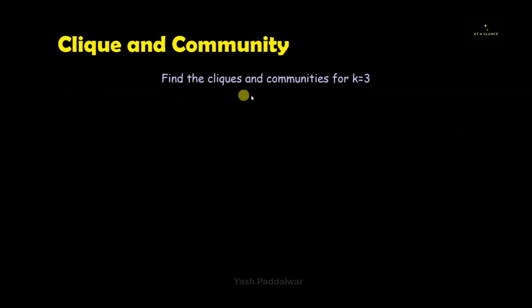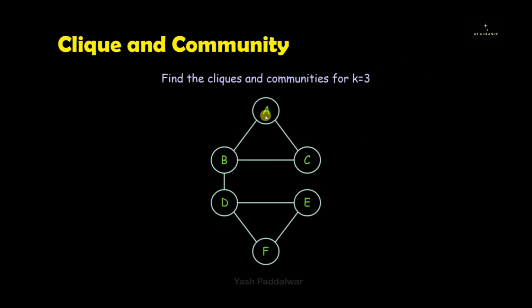Now we'll see one more example. This will be a short example. This is to find out the clique and communities for k equals to 3. So this is the figure. Here we have 2 sections A, B, C and D, E, F. B and D are connected with each other.